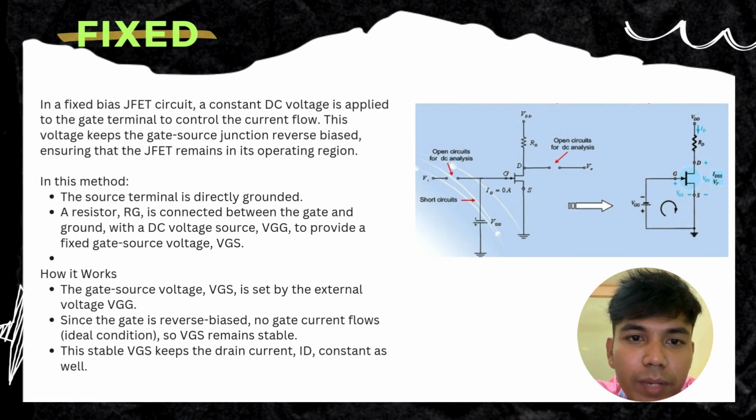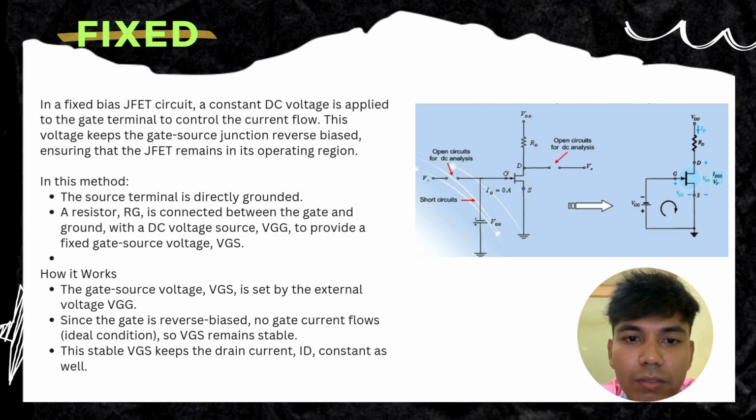Next is fixed bias JFET circuit. A constant DC voltage is applied to the gate terminal to control the current flow. This voltage keeps the gate source junction reverse biased, ensuring that the JFET remains in the operating region. The source terminal is directly grounded. A resistor RG is connected between the gate and ground with a DC voltage source VGG to provide a fixed gate source voltage VGS.